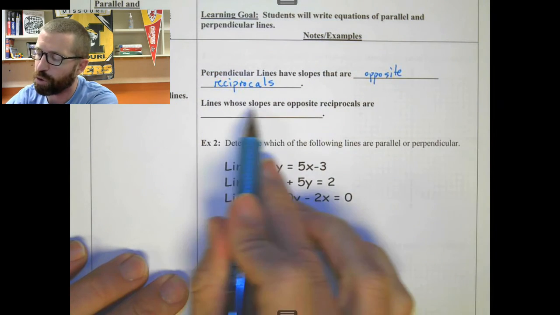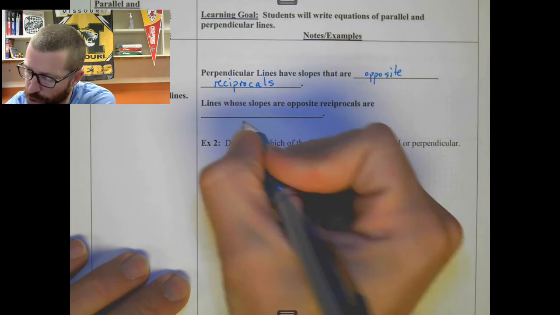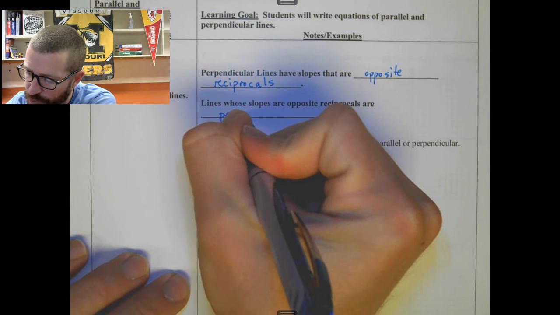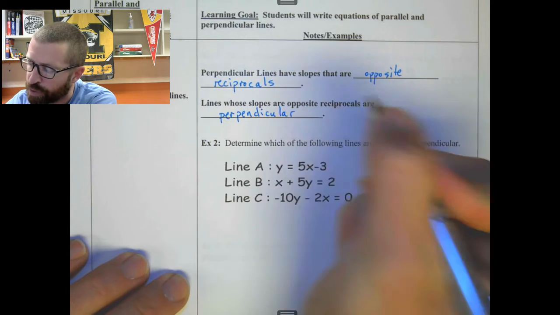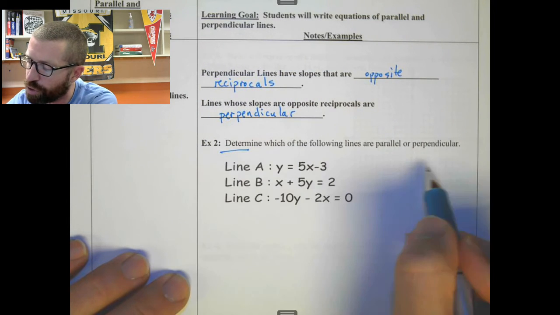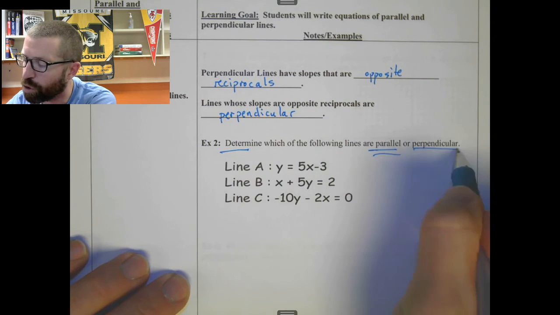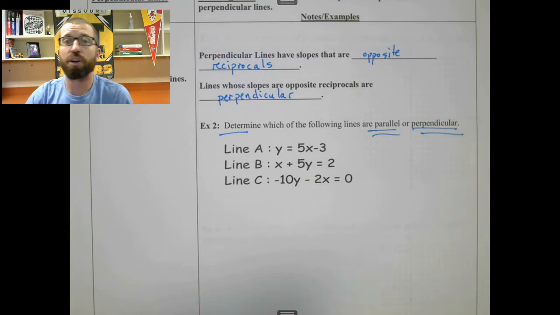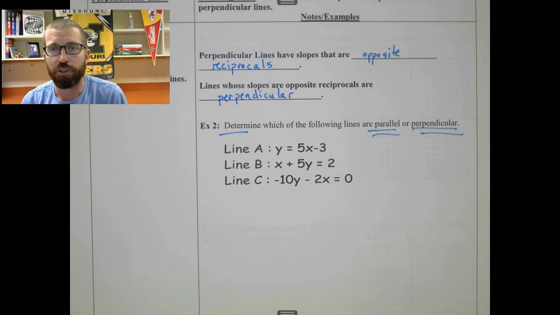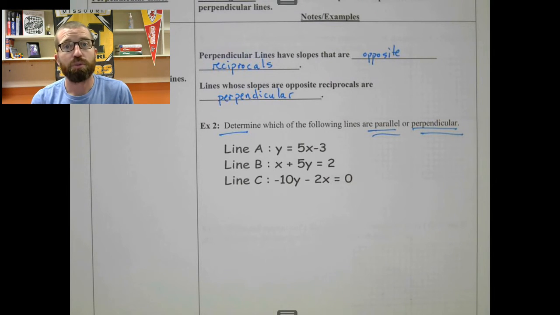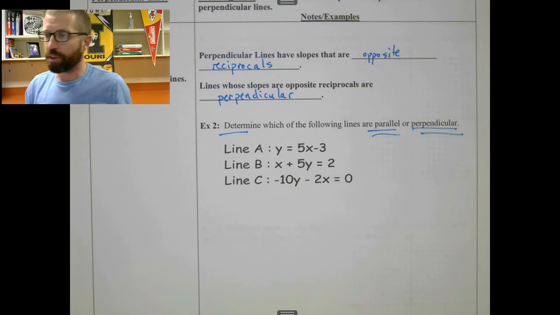And lines whose slopes are opposite reciprocals are perpendicular. Okay, so this says determine which of the following lines are parallel or perpendicular. Well, how do I know if a line is parallel or perpendicular? I just have to look at the slope. If the slope is the same, it's parallel. If it's an opposite reciprocal, a different sign, flip the fraction, it's perpendicular.